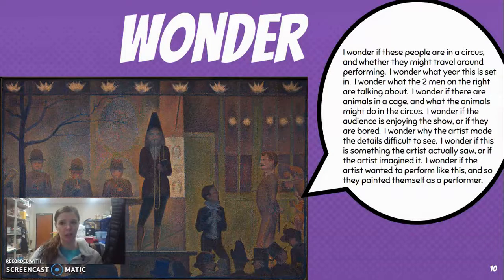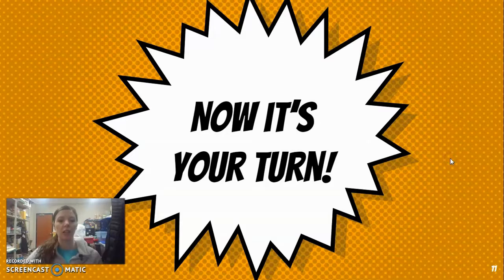What I wonder about this artwork is I wonder if they're a circus and if they perform and travel around the country. I wonder what year this artwork is from. I wonder what the 2 men are talking about. I wonder if there are animals in the cage and what the animals might do as part of the show. I wonder about the audience, if they actually are enjoying the show or if they are bored. I wonder if the artist made the details difficult to see on purpose. I wonder if this is something that the artist actually saw in real life or if he made it up out of his head. I wonder if maybe the artist wanted to be a musician and so he painted himself as a musician. So that's my version of a See, Think, Wonder, and now it's your turn.